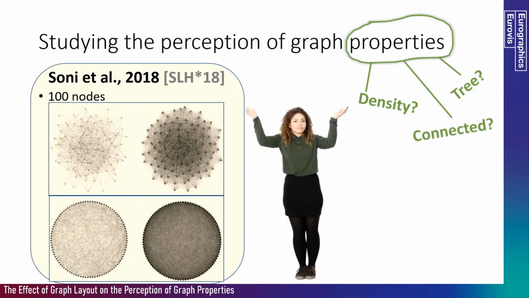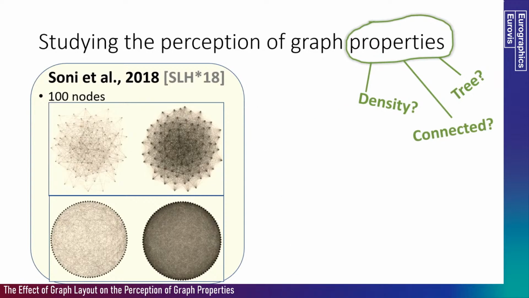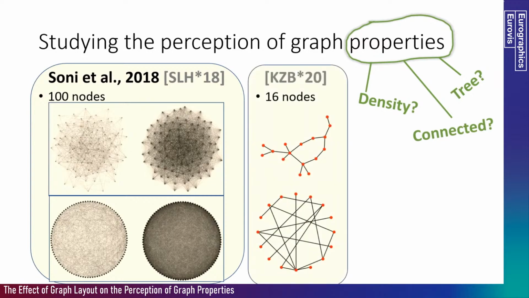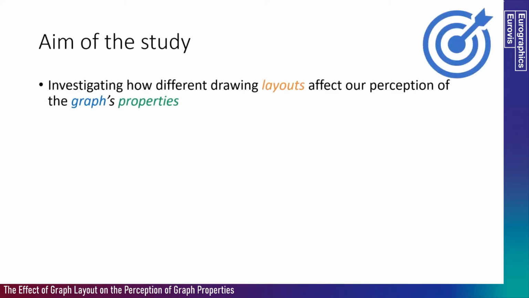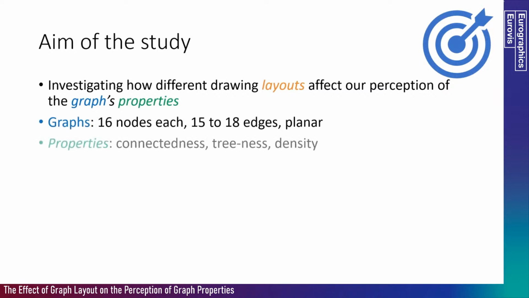This is why we extend this work by studying smaller graphs of 16 nodes each, including certain properties that can only be perceived in lower order graphs. So, in this study, we examine how the different layouts affect the perception of specific graph properties on small graphs of 16 nodes each. We choose to study 3 very different properties of graphs, the connectedness, treeness, and density, which I'm going to explain in a bit.